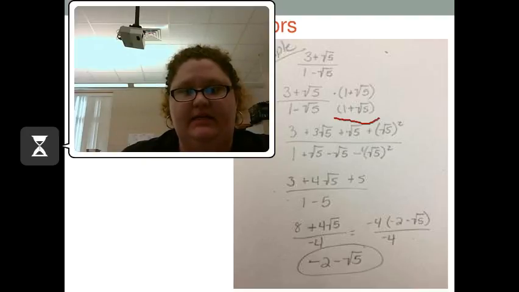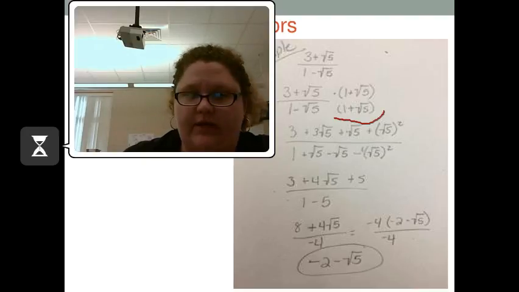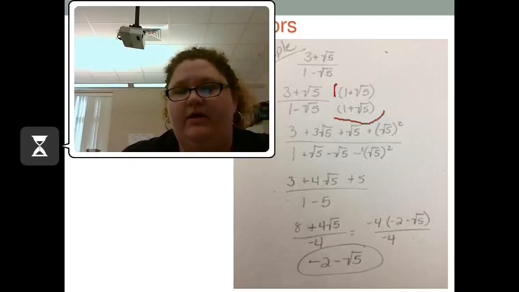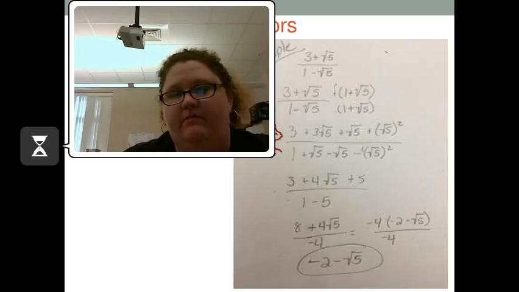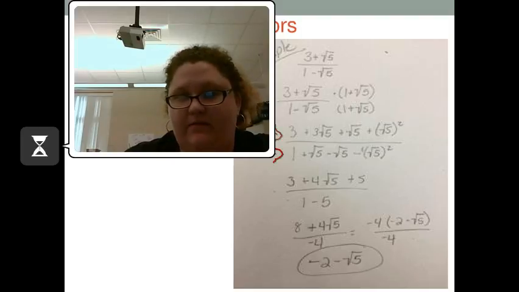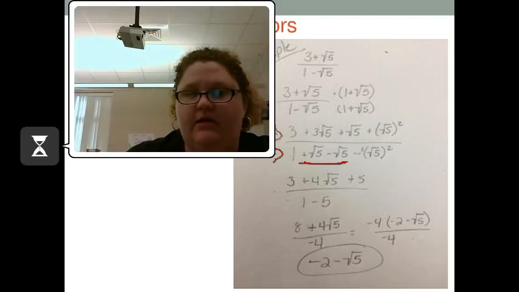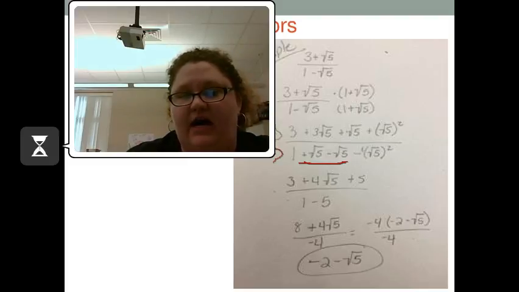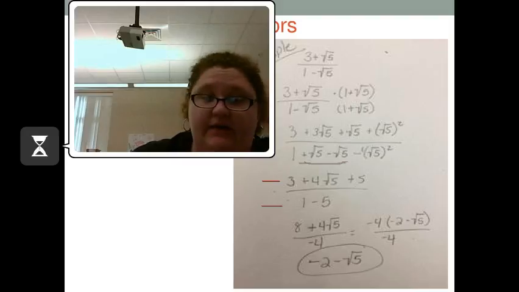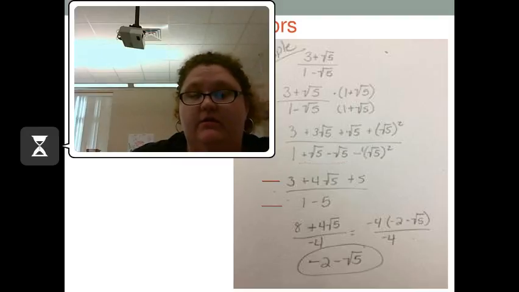Now, I went ahead and did all my foiling. That's what you're doing here. You're foiling. This is my numerator after I foiled, where I've done my multiplication, and here's my multiplication for the denominator as well. You'll notice the biggie is that the middle terms are going to cancel. They should be opposites of one another, which leaves us with, in the denominator, 1 minus 5, which is what we want, and in the numerator we have 3 plus 4 square root of 5 plus 5. Go ahead and continue to simplify. 3 plus 5 gives you 8, and 1 minus 5 in the denominator gives you negative 4.